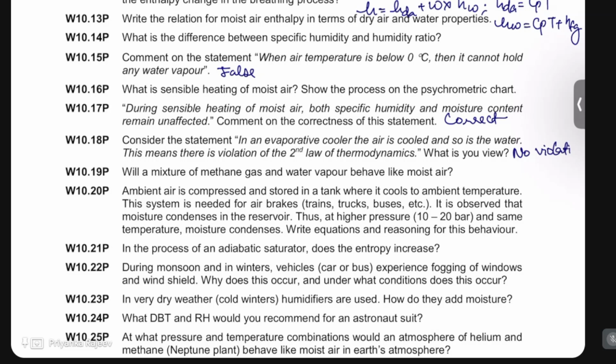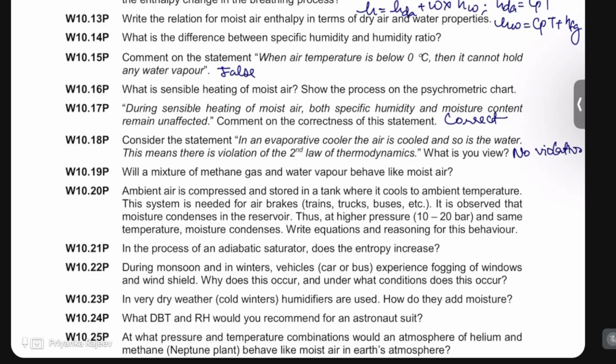Okay. Now, will a mixture of methane gas and water vapor behave like moist air? So moist air is dry air plus water vapor, that is N2, O2, CO2, all this will be there, and water vapor is also there. Methane is a different gas. So if methane is showing ideal behavior, then methane plus water vapor is going to be an ideal mixture, and for some purposes maybe we can take it as a moist air kind of system.